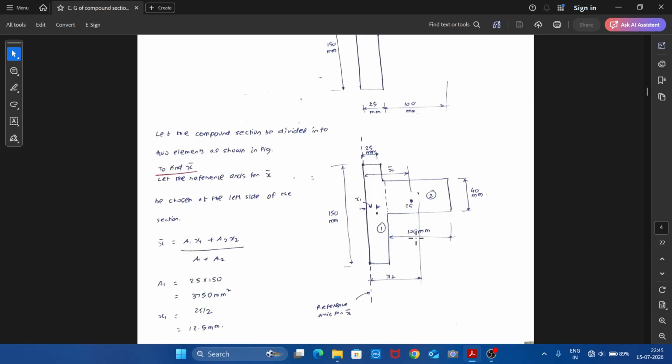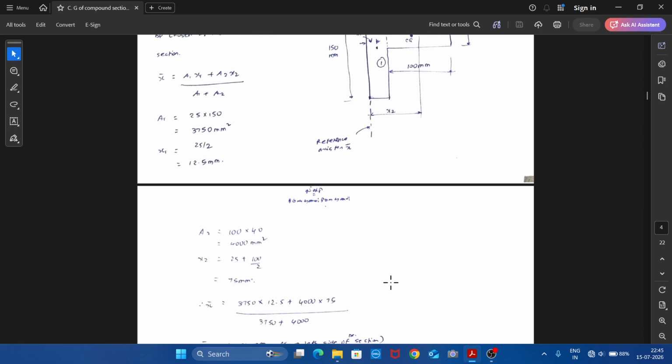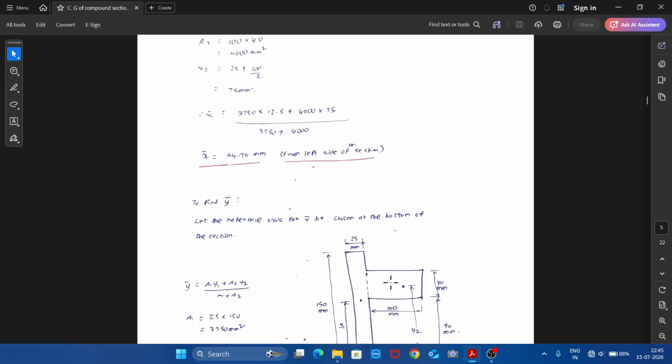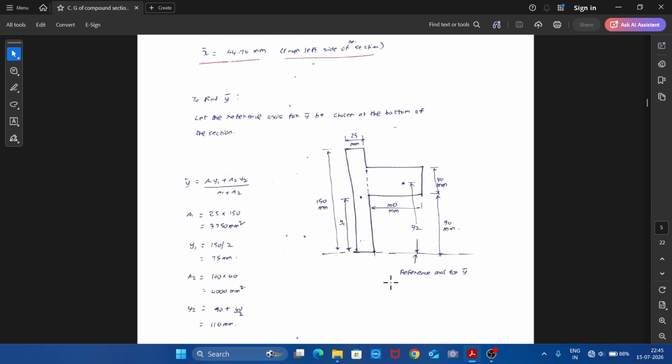And a2 will be this 100 into 40. And x2 will be the distance from the reference axis for x bar to the CG of element 2. So the clear distance available is this 25 mm plus this 100 divided by 2, as marked here, from here to the CG of element 2. So this 25 plus 100 by 2 will be x2. If you substitute these values into a1 x1 plus a2 x2 divided by a1 plus a2, you will get the x bar value. And x bar will be 44.76 mm from the left side of the section, since we have chosen the reference axis at the left side of the section.